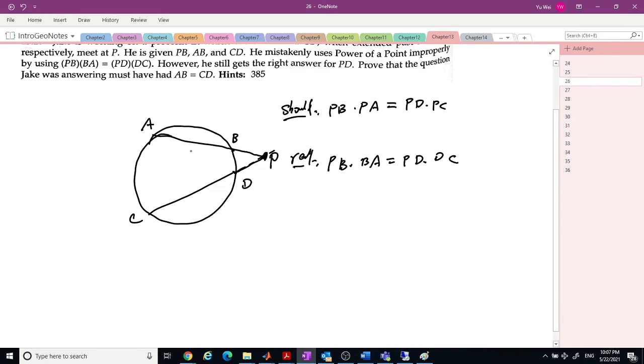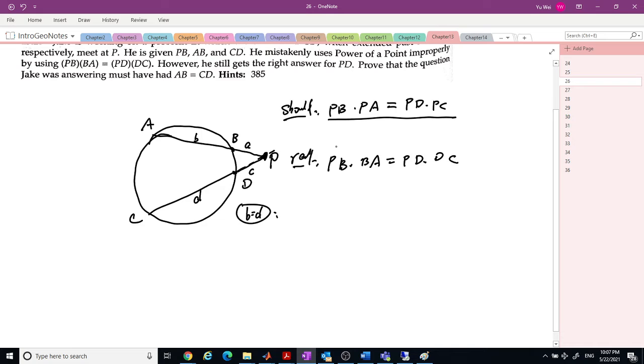Okay, now let's do this. Let PB equal a, AB equal b, PD equal c, and CD equal d. So we try to prove that b equals d.